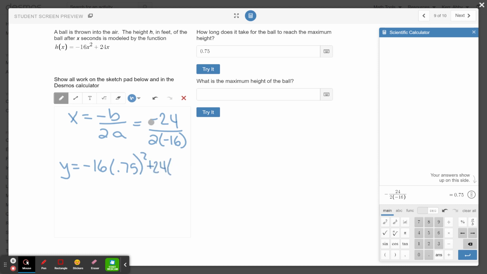So wherever there's an x, you're going to plug in the answer that you just found. Remember, the x is time, so that's why we always find the time first. That's why we also use the letter t if you want to. So then the maximum height is 9. So 9 feet.